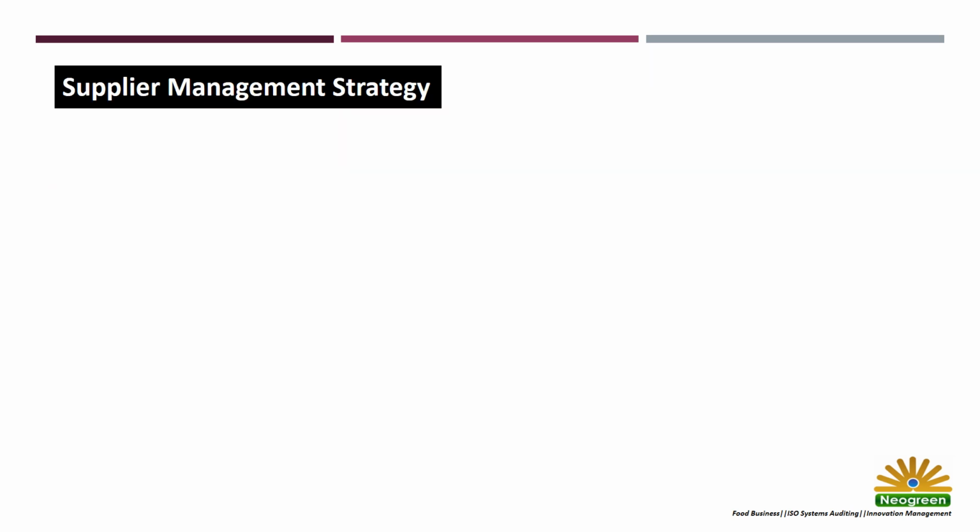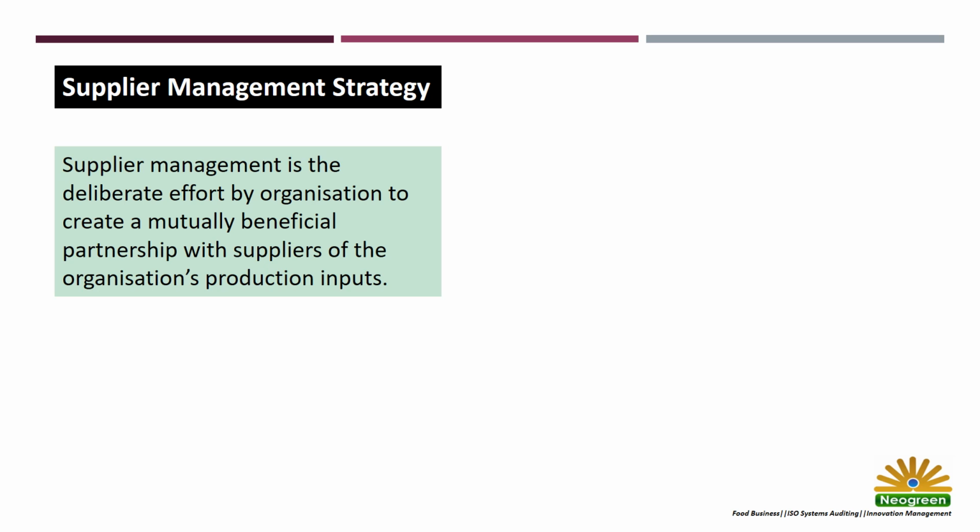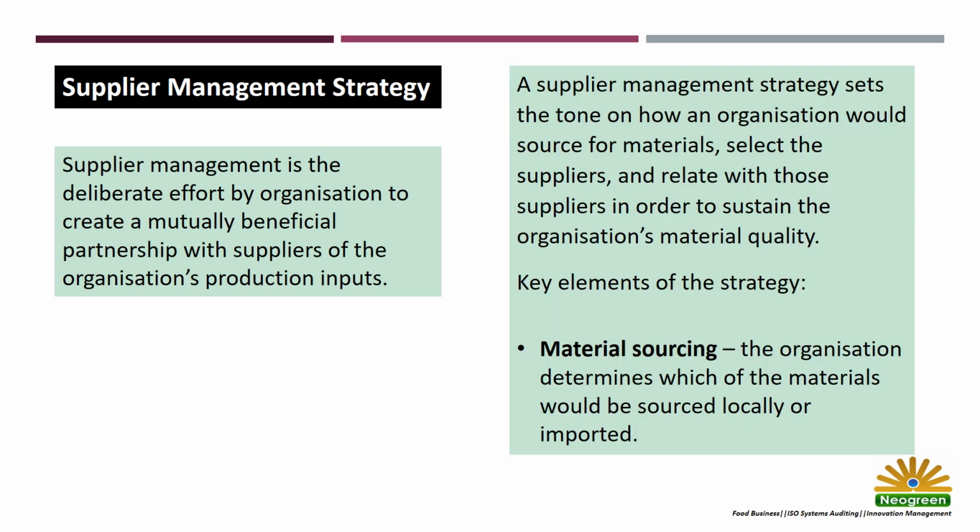Supplier management strategy. Supplier management is the deliberate effort by organization to create a mutually beneficial partnership with suppliers of the organization's production inputs. A supplier management strategy sets the tone on how an organization would source for materials, select the suppliers, and relate with those suppliers in order to sustain the organization's material quality.